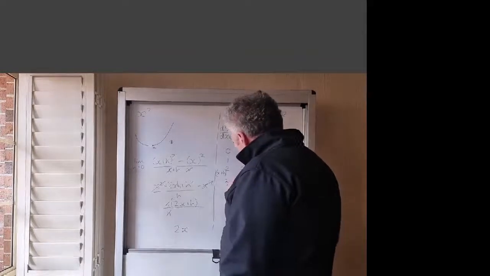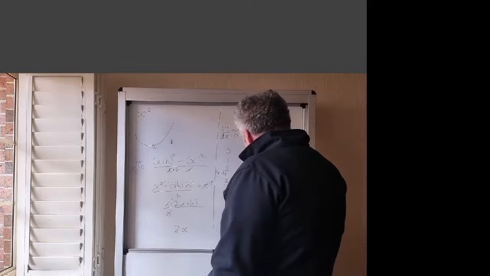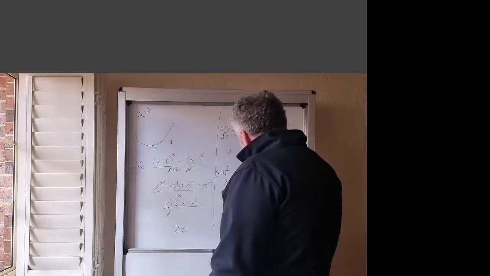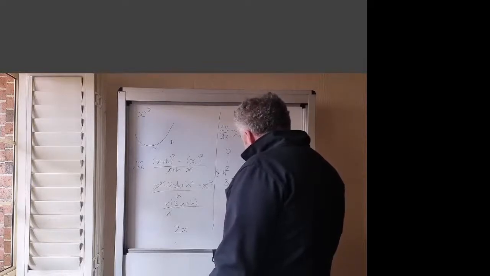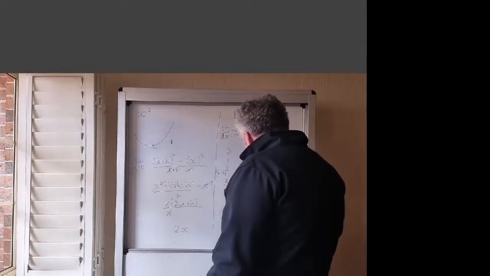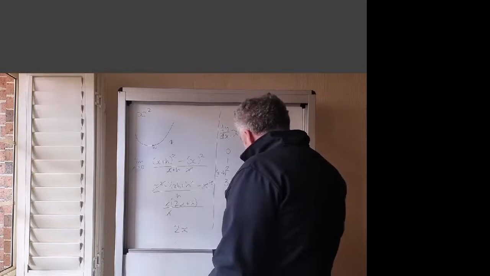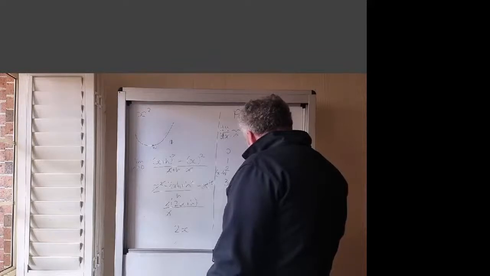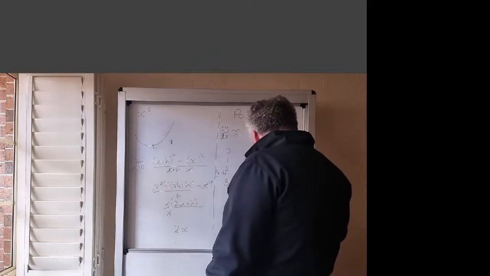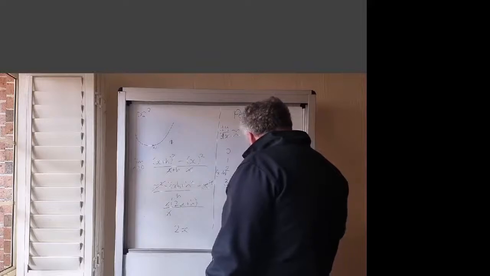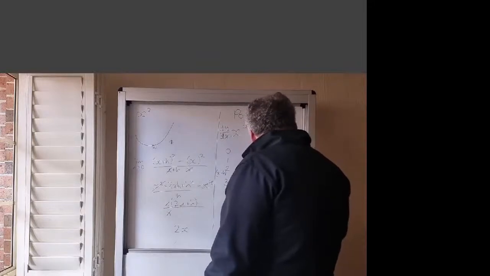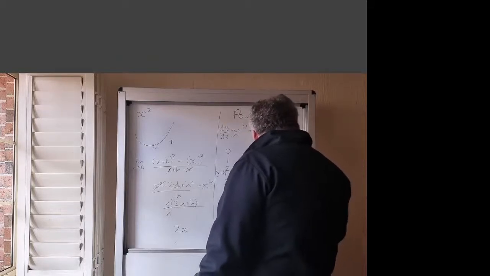plus h squared. Now the same thing to the power of 3 is 1, 3, 3, 1: x cubed plus 3x squared h plus 3xh squared plus h cubed.